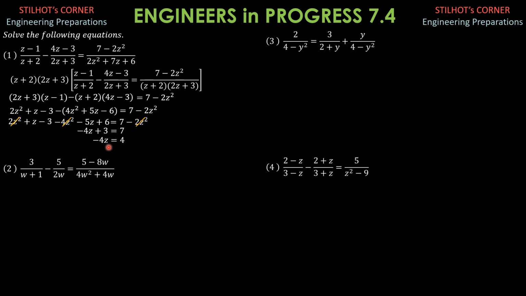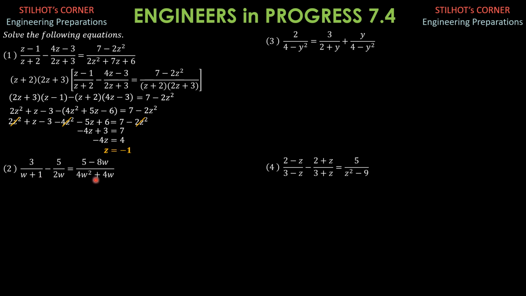Divide everything by negative 4. So z is 4 over negative 4, and z is negative 1. And since when z is negative 1, none of the denominators is 0, therefore, the solution is z is negative 1.